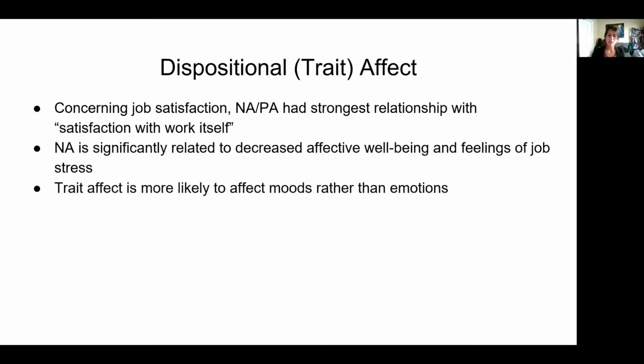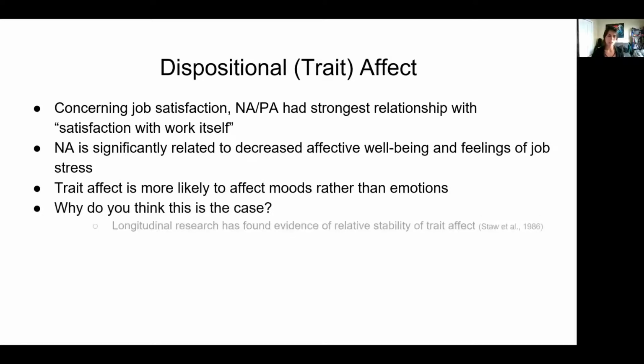Trait affect is more likely to affect moods rather than emotions. If you remember the definition of the two, that makes sense. Trait is long-lasting, and moods are longer-lasting than emotions. So longitudinal evidence has found that trait affect is relatively stable, as we talked about, and longitudinal meaning over long periods of time. There are lots of studies that find things such as trait affect in early adulthood resulting in outcomes way later in life, like health.